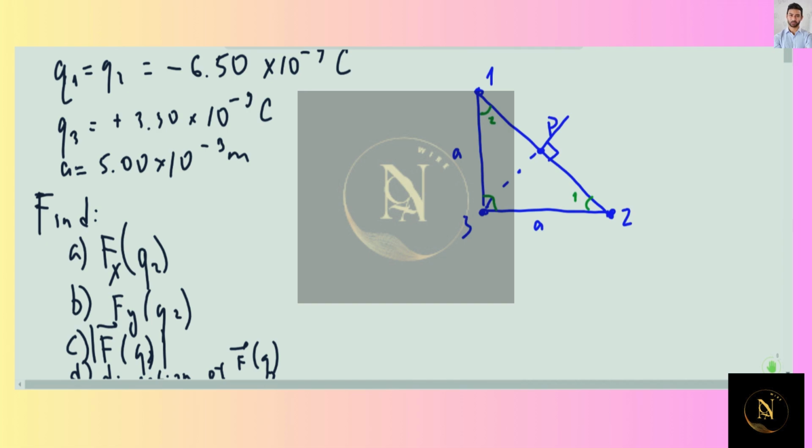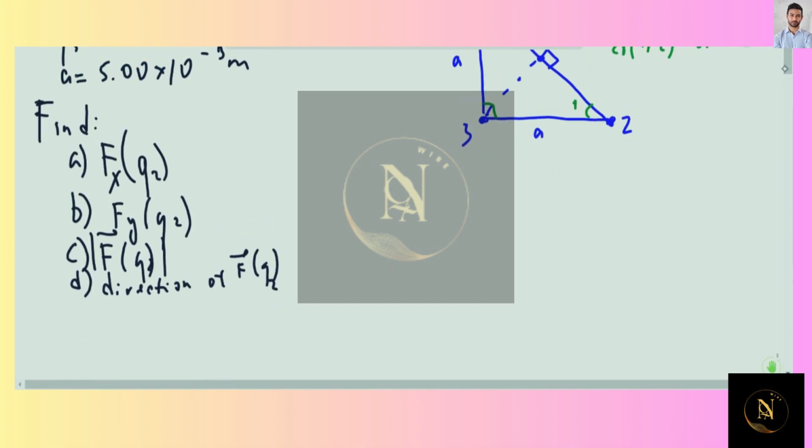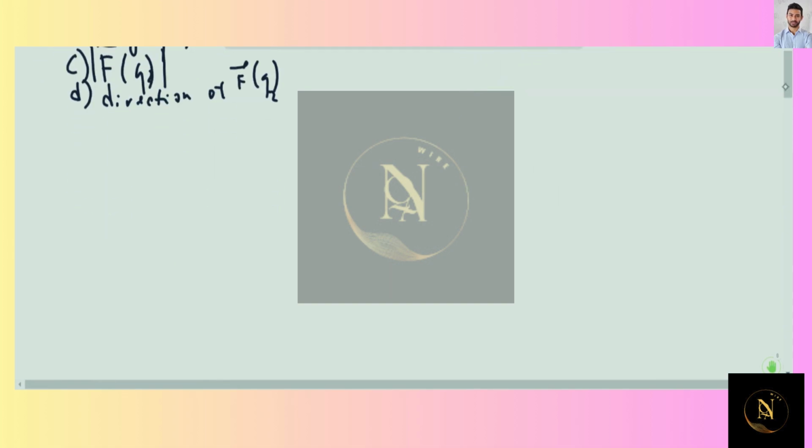So as we can see from the triangle 1, 2, 3, sides 3, 2 and 3, 1 are the same, which equal to A. So therefore, angle 1 equals angle 2 and equals 45 degrees, because angle 132 is a right angle. And also the distance between points 1 and 2 equals A multiplied by square root of 2. Now we basically know the parameters which we need for calculation.